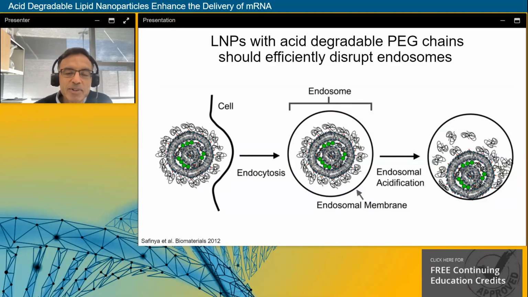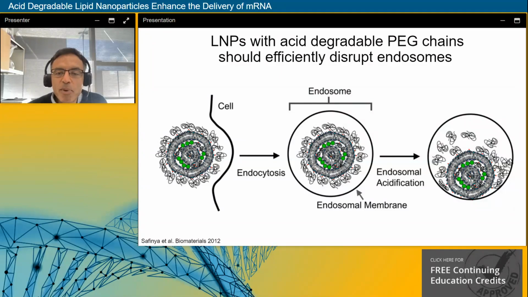All lipid nanoparticles are now made with PEG chains. If you don't have the PEG chain, the lipid nanoparticles won't have the right size. They'll be too unstable, and they'll also be too toxic for use in humans. So you have to have the PEG. And the PEG works great for lowering toxicity and keeping the size low.